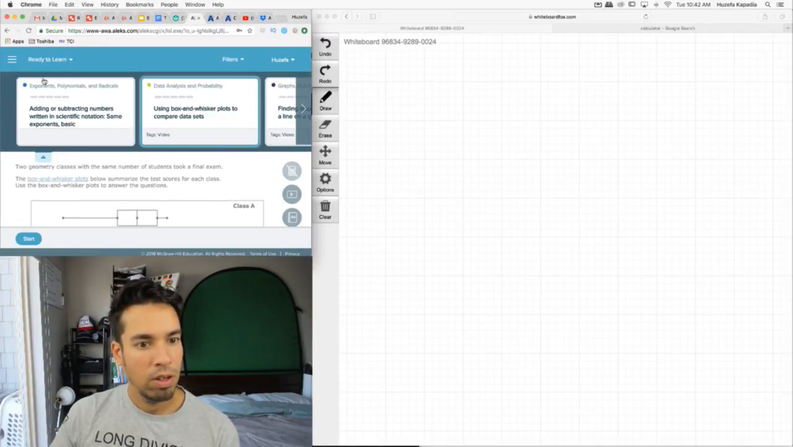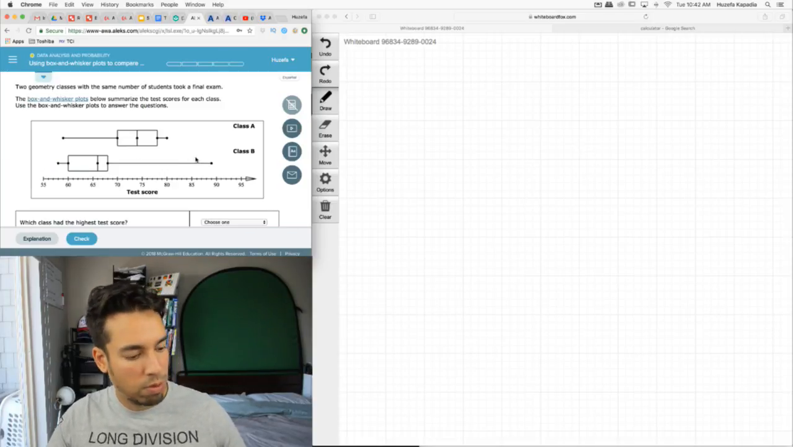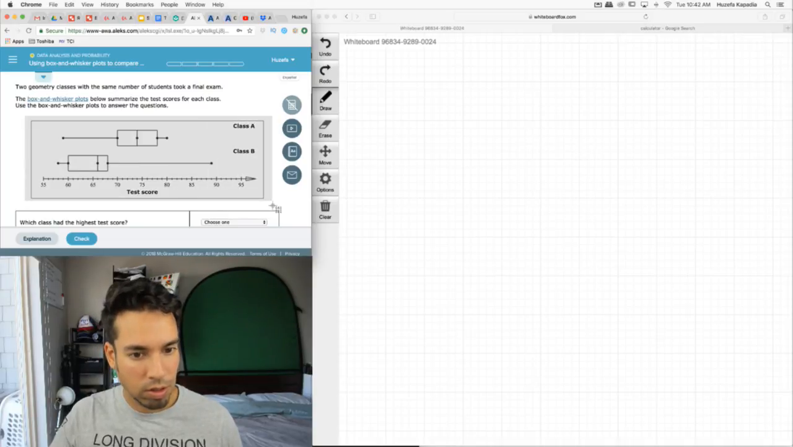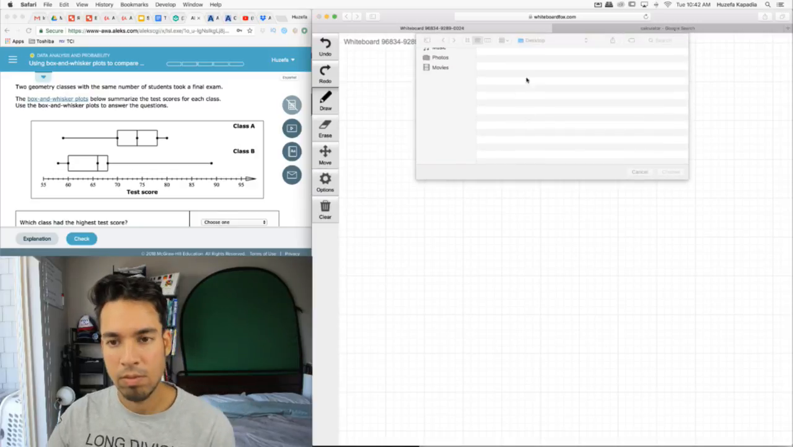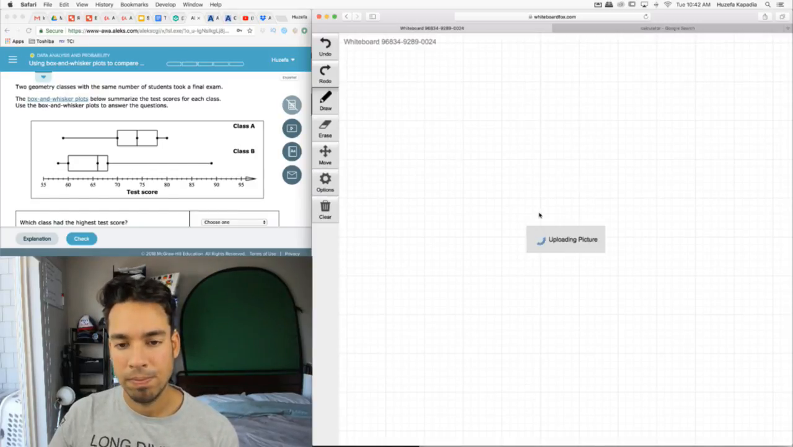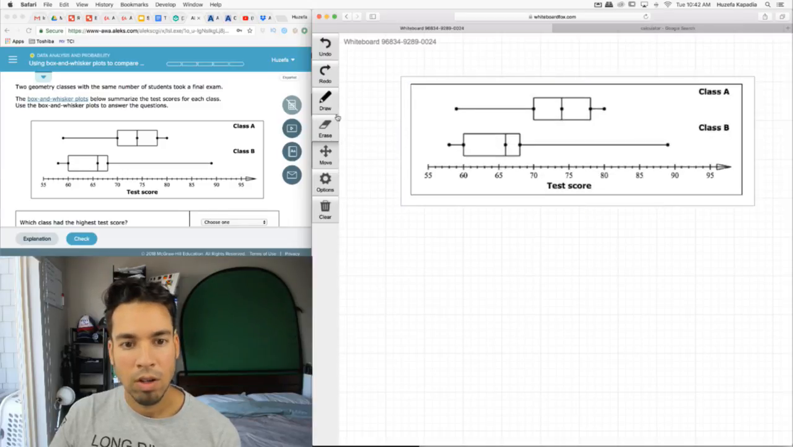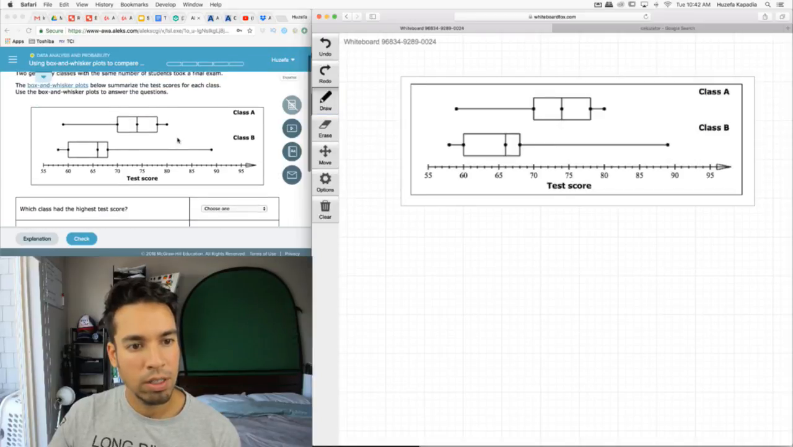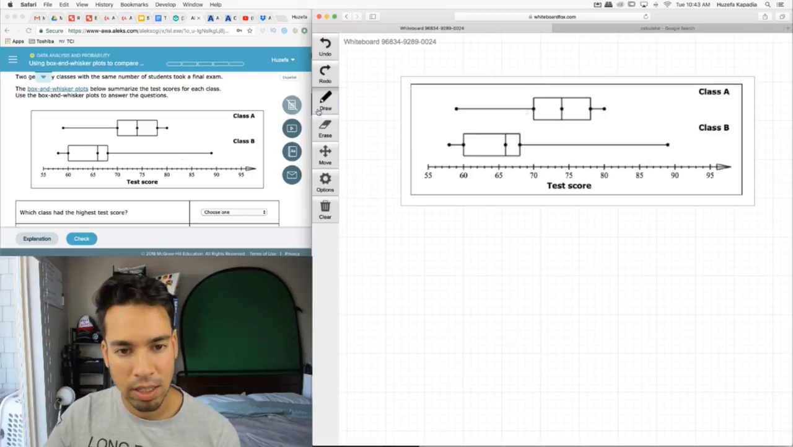Okay. Using box and whisker plots to compare data sets. So I'm going to have to explain what a box and whisker plot is first. Okay, so we got a box and whisker plot, and what it essentially means. Okay, so here it's saying it summarizes the test scores for each class. So we got 2 classes, class A and class B. So let me identify all these different pieces.